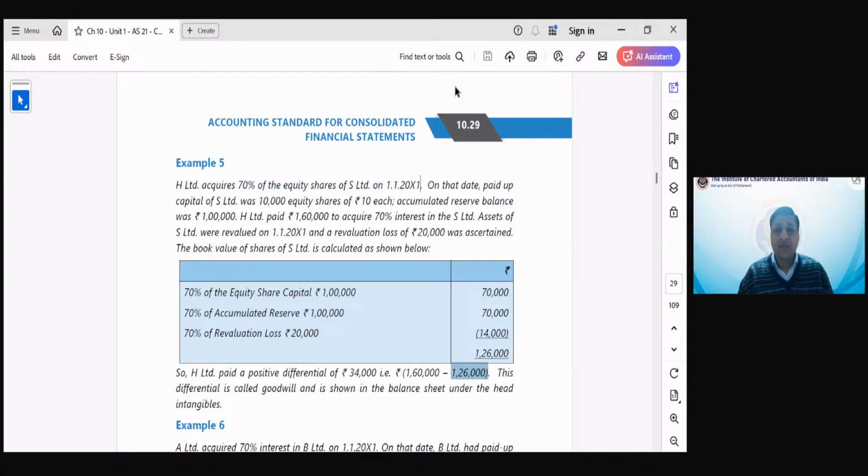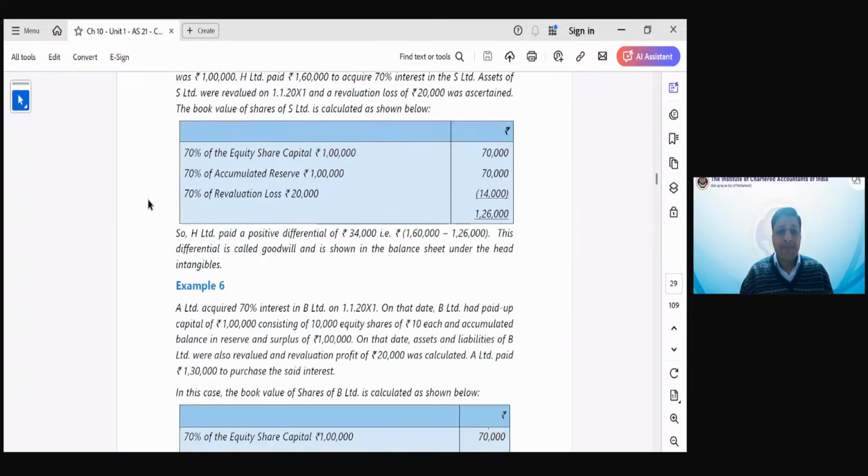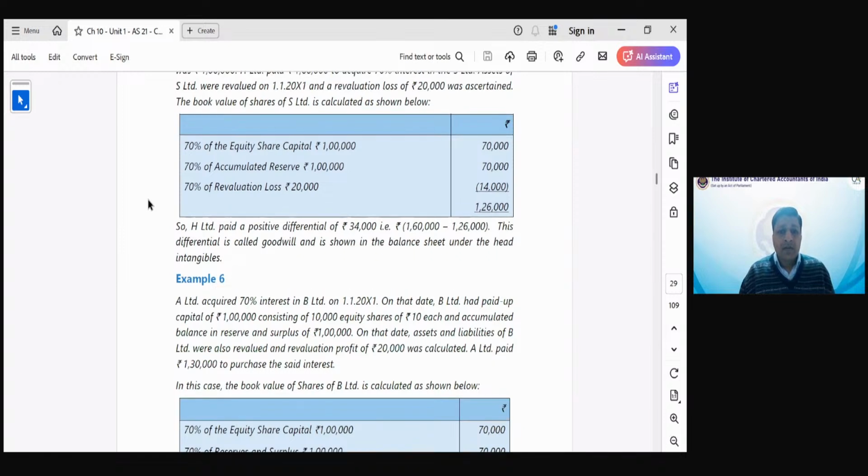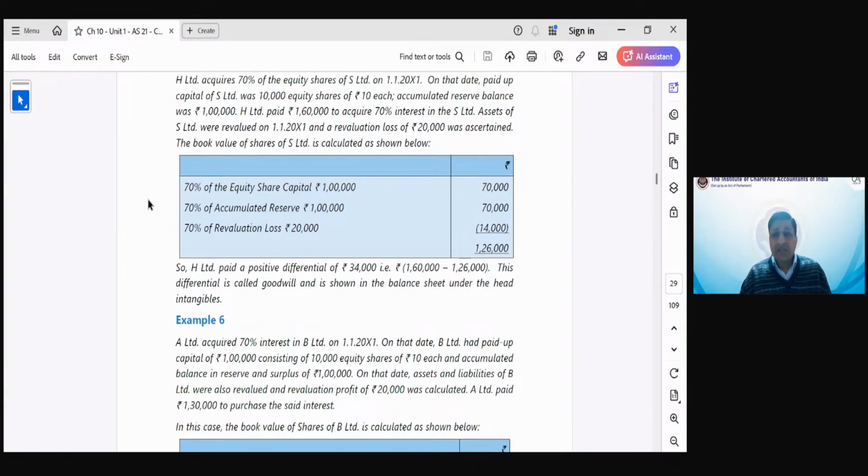Now let's look at another example. In this case, you need to solve this and let me know the amount. And please don't look at the solution. Pooja is asking, how do we calculate the net assets? So net assets is very simple. Equity share capital plus reserves. So that's how you compute it.